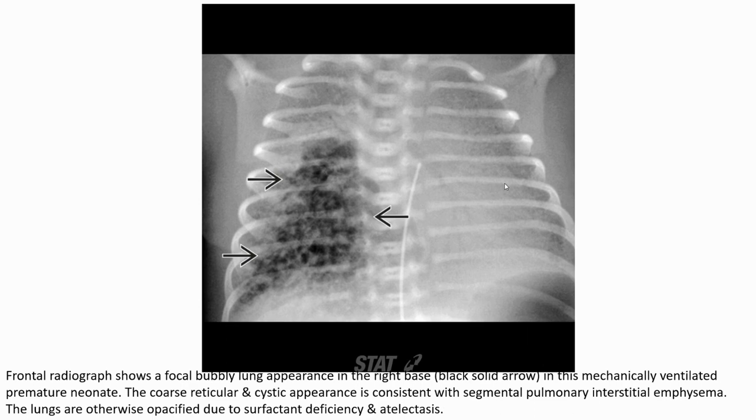So here is another case of prematurity who has a bubbly appearance only on the right side, and the left side presents with poor aeration or hypoaeration with granular opacity and air bronchogram. So this appearance also indicates pulmonary interstitial emphysema, which started in the right lung.